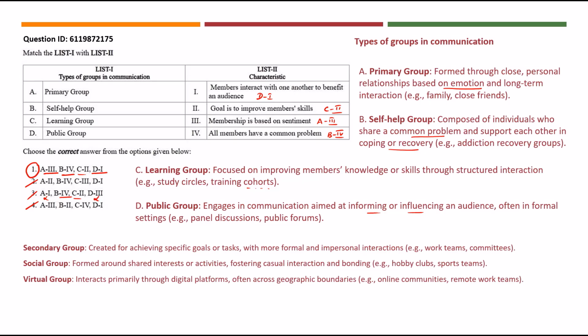That is social group. What about virtual group? The interaction will be primarily through digital platforms and often across geographic boundaries. This will be online communities, remote work teams. So these are the other 3 groups here. Maybe it will be useful for you in some other question paper.